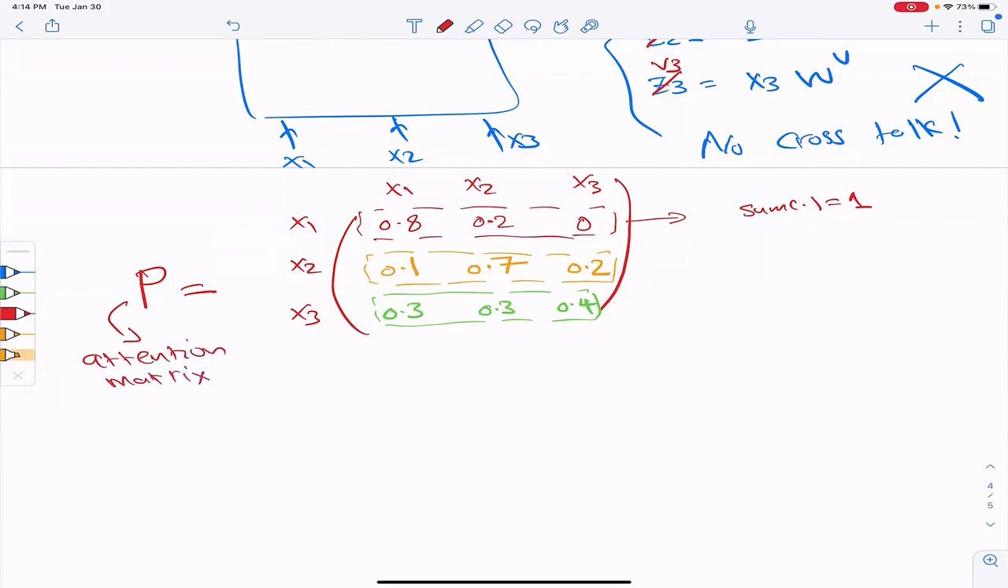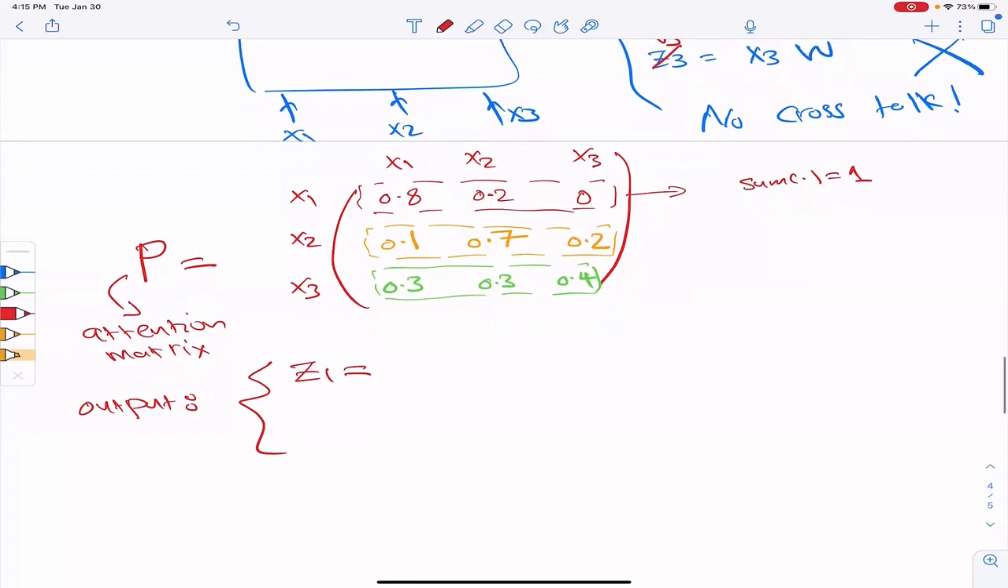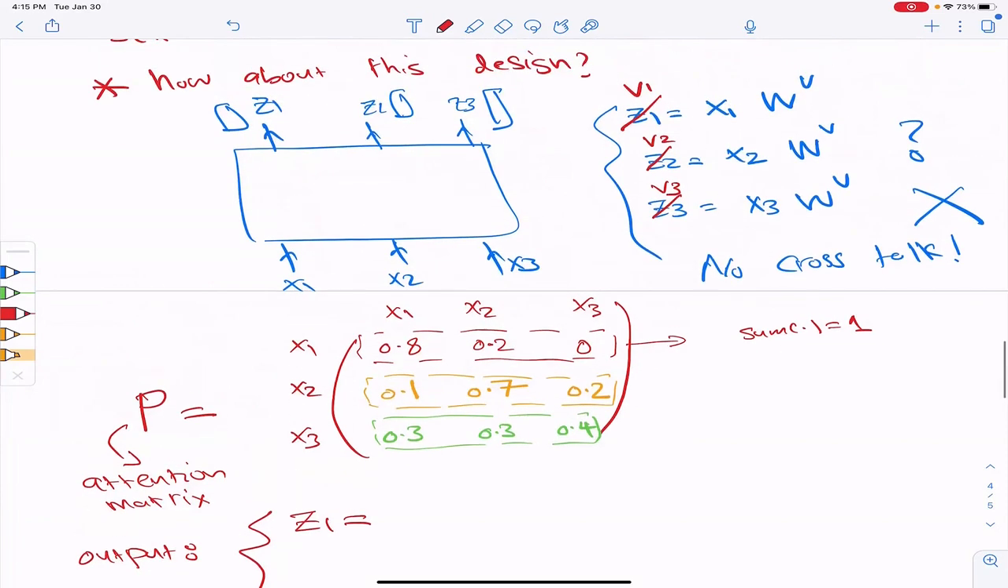Suppose I'm giving it to you for now. Then my output Z1 would be 0.8 times X1, or I can use a linear transform version of X1. Maybe that gives me a little bit more flexibility in the way that I'm massaging each embedding.